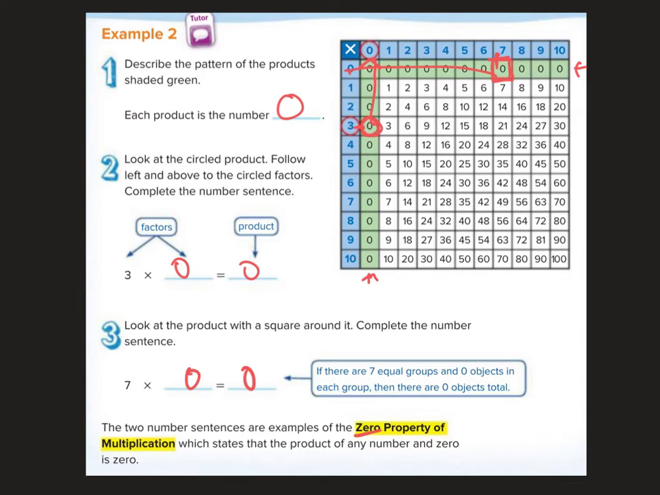Okay, so we've got the identity property, which says anything times 1 is itself. And we've got the zero property that says anything times 0 is 0. Okay, these are 2 of our new properties.